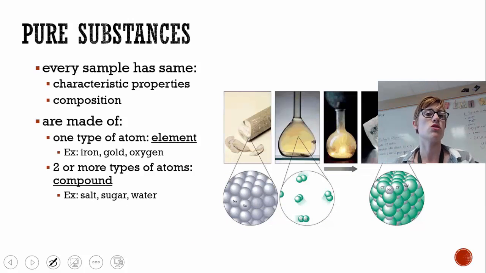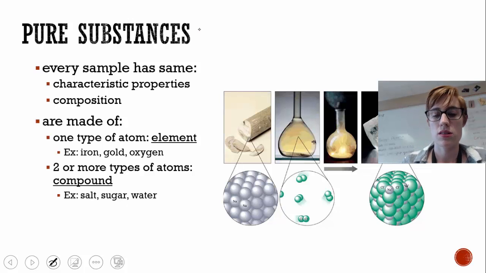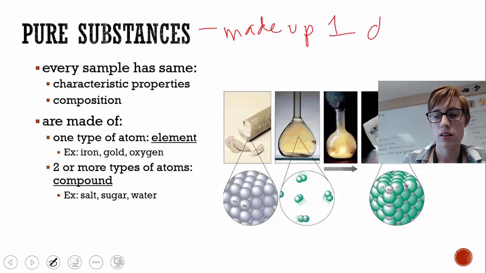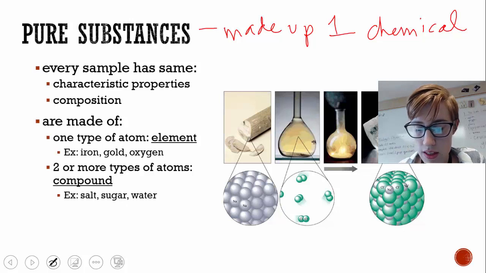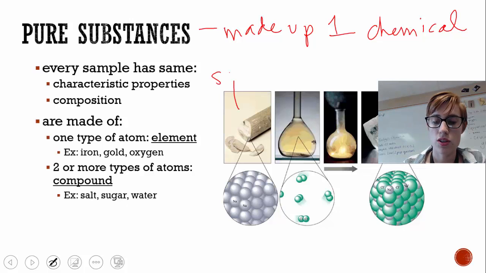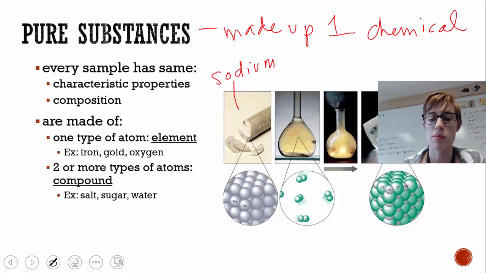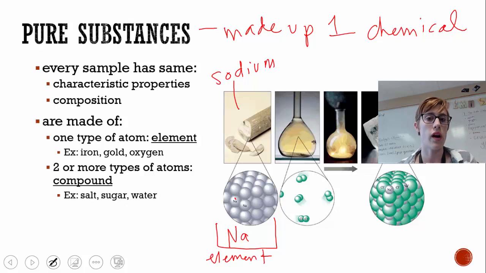So let's break down what I just told you a little bit further. Going back, remember there's 2 main categories: pure substances and mixtures. Pure substances are made up of only one chemical. For example, this is a block right here of sodium. I know it looks like wood, but it's actually a block of sodium. The only thing that it has in it is the chemical sodium. So this particular pure substance we would classify as an element because it only has one element that makes up that chemical.